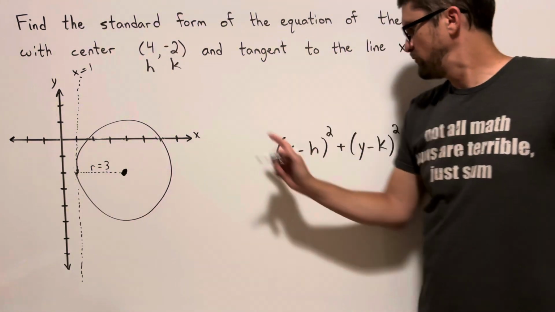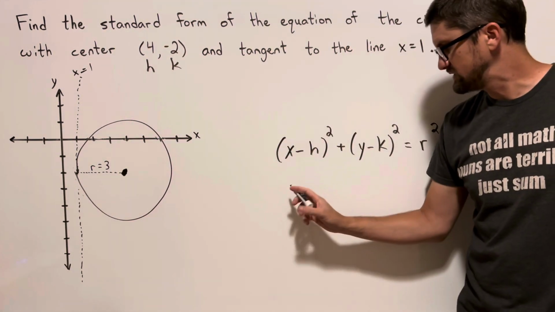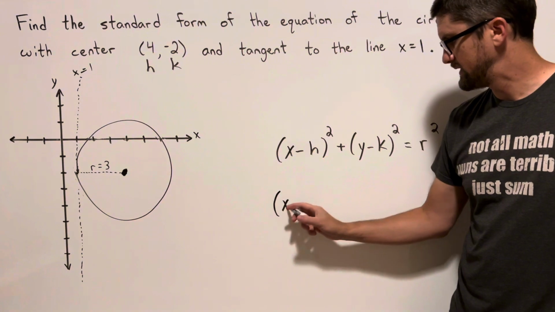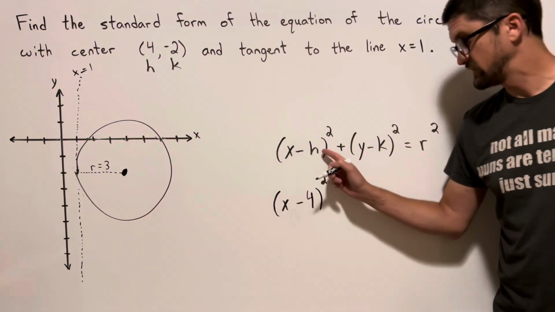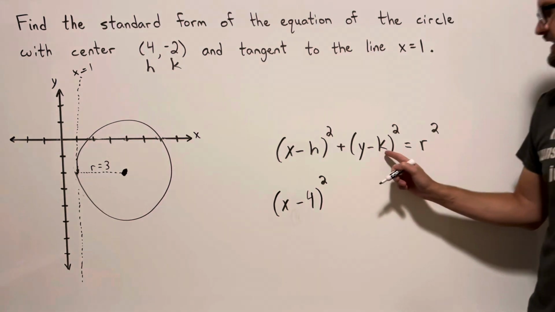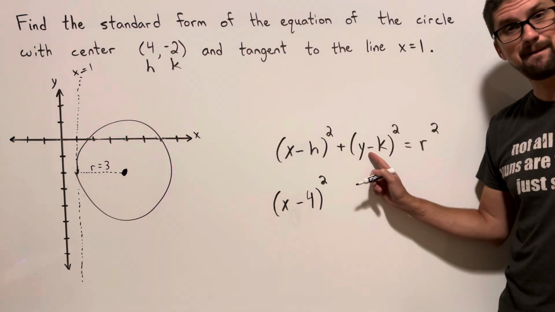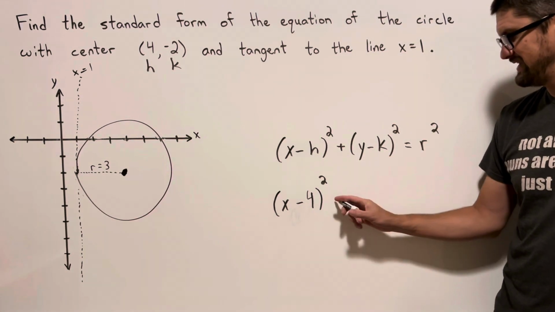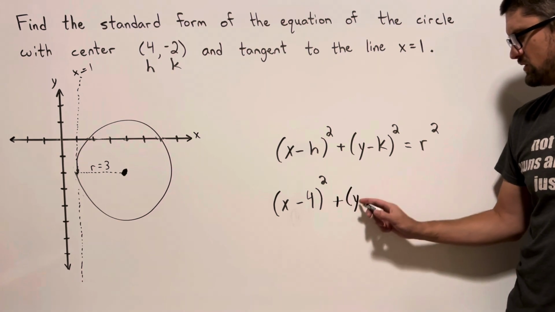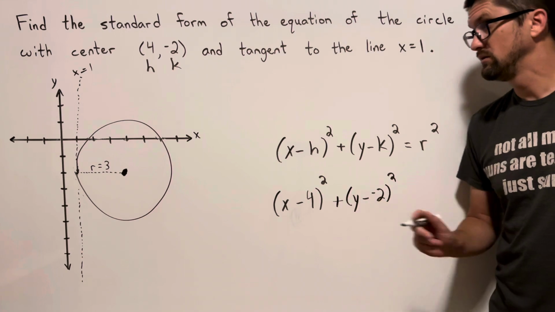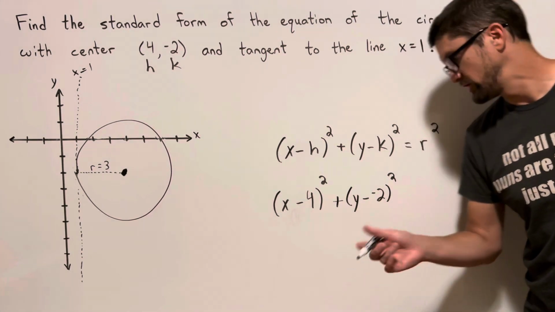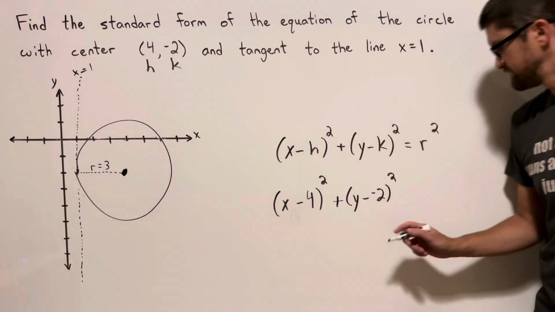We have the h, 4. I'm going to plug in 4 here. You want to leave this x alone. x minus 4. Plugged in 4 for h. Now I'm going to plug in -2 for k. Now this is a minus a negative 2 here. When you subtract a negative number, it's actually adding the number. So I'm going to change this to plus.